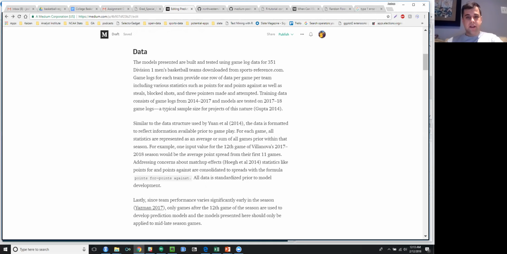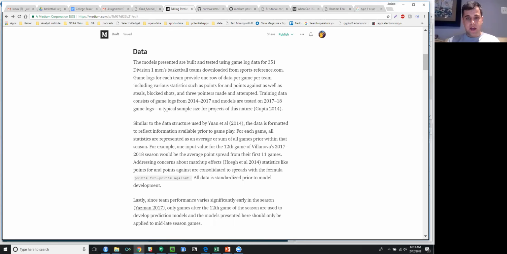And I consolidated all of that data to spreads. So instead of having points for and points against, I consolidated those fields to point spread. So if you score more points than the other team, that number would be positive. Otherwise, it would be negative.